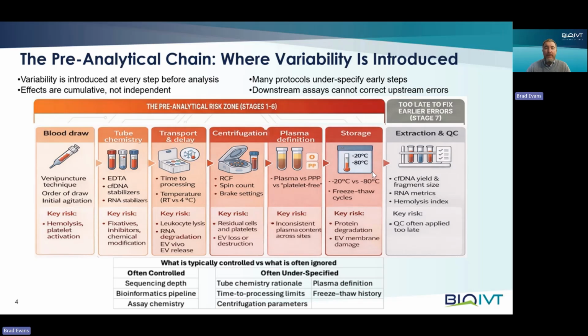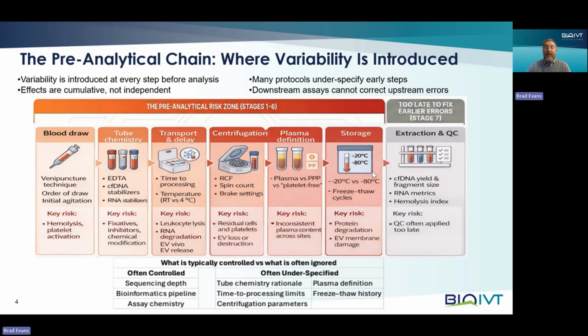Then we have storage. The difference between -20 and -80 degrees and how many freeze-thaw cycles a sample experiences can affect protein stability and vesicle integrity. Storage is not neutral. Finally, we reach extraction and QC. Here we measure cfDNA yield, fragment size, RNA metrics, hemolysis index. But the problem is that the QC is often applied too late. At this stage, we can detect problems, but we usually cannot reverse them.